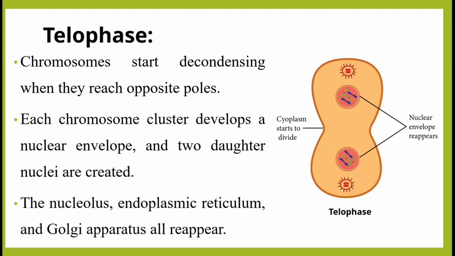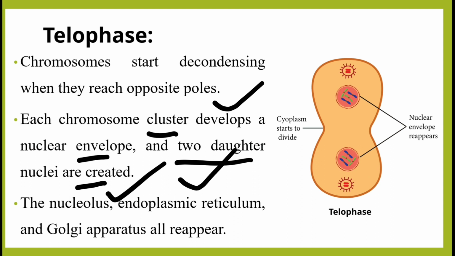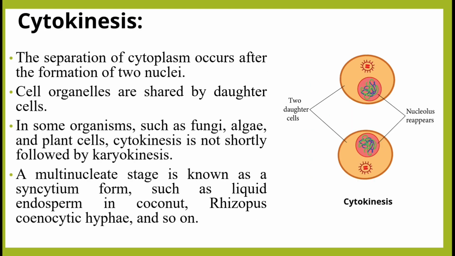Then telophase: chromosomes start decondensing when they reach the opposite pole. Each chromosome cluster develops a nuclear envelope around itself and two daughter nuclei are created. Nucleolus, endoplasmic reticulum, and Golgi apparatus all reappear. Then the cytokinesis. Cytokinesis is where the separation of cytoplasm occurs after the formation of two nuclei in the process of karyokinesis. Cell organelles are shared by daughter cells.